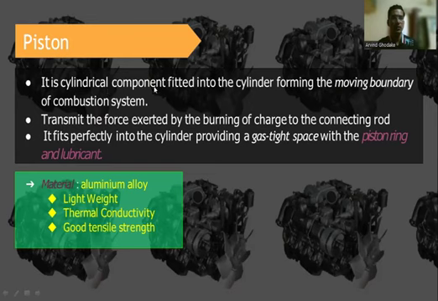It is basically a cylindrical component fitted into the cylinder, forming the moving boundary of the combustion system. It transmits the force exerted by the burning of the charge to the connecting rod. The material for the piston is aluminum alloy, which is lightweight. The purpose of using aluminum alloy is that it is light in weight, has good thermal conductivity, and has good tensile strength. Because of these properties, aluminum alloy is the most suitable material for the piston.